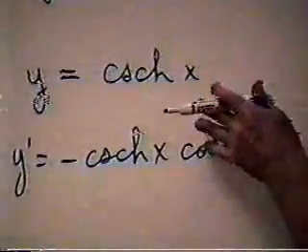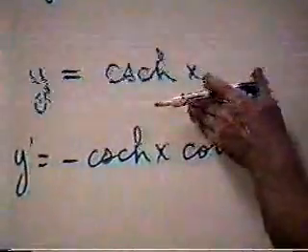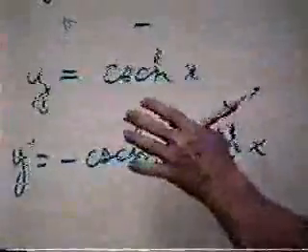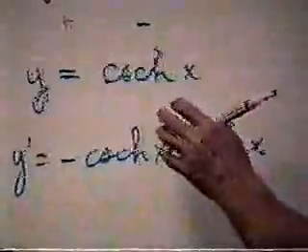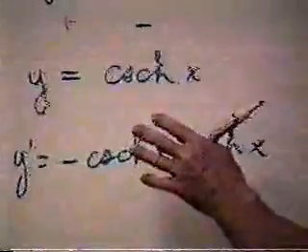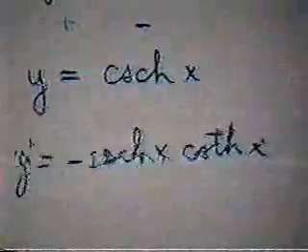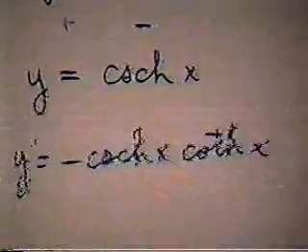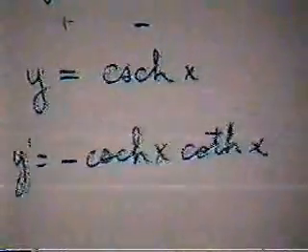Now, here's the way I think you should memorize the hyperbolics. The first three are plus and the last three are minuses. In other words, the derivative of hyperbolic sine is positive cosine. Derivative of hyperbolic cosine is positive hyperbolic sine. Derivative of hyperbolic tangent is positive secant squared. Then the last three, hyperbolic cotangent, hyperbolic secant, hyperbolic cosecant, are all negative. Same rules as trig except for the plus and minus signs.